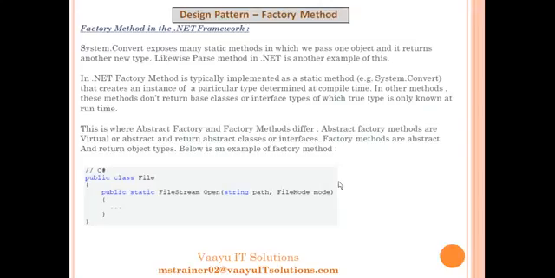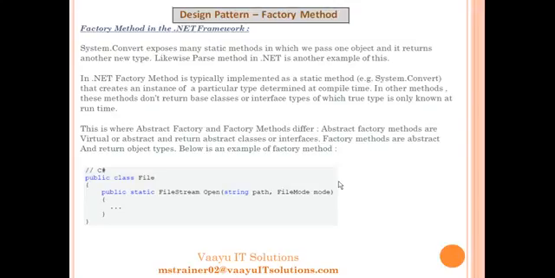Where do we use the factory method? In the .NET framework, we have System.Convert. System is the class and Convert is the static method of that. It contains many static methods in which we pass an object and it returns another new type. So when we use the factory method, the static keyword is used a lot to determine which type of object you are going to create.